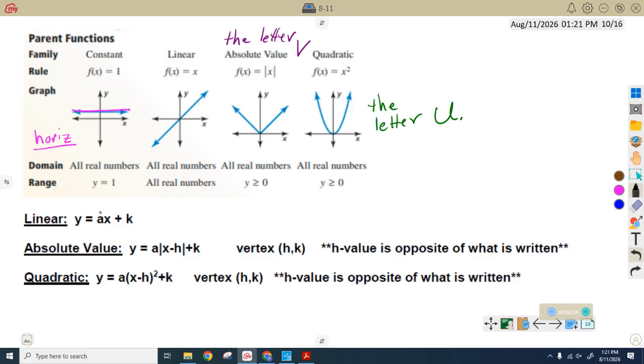Now, you'll see that each one of these, they start with the letter A. Okay? These are the ones that change.